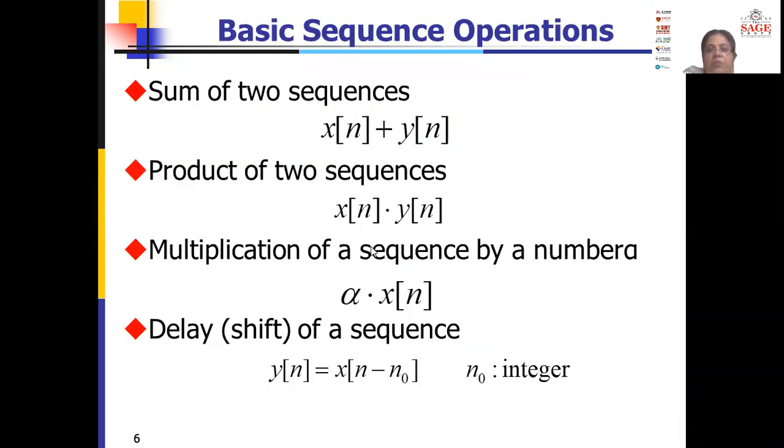Now the basic sequence operations which can be performed on the discrete time signals: we can sum two sequences. If we take one sequence represented by x[n] and the other sequence represented by y[n], we sum the two sequences. Another operation is the product of two sequences. This is the multiplication of a sequence by a number. If we want to multiply a sequence by an arbitrary number, then we can take alpha times x[n]. Delay or shift of a sequence: if we want to shift the sequence, we can perform this operation on the sequence.